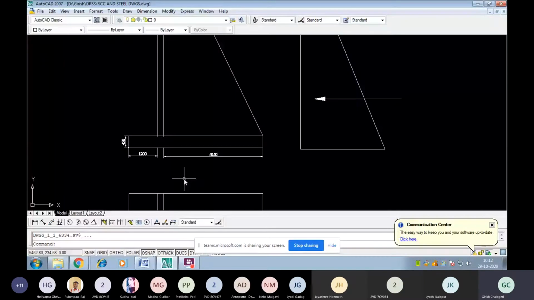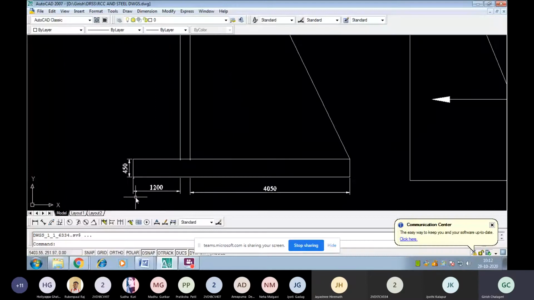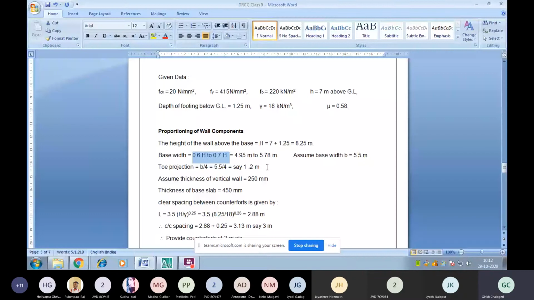Then let us find the toe projection. We can see the toe projection is again b by 3 to b by 4. So let us go for b by 4, which will be the minimum here. So b by 4 means 5.5 divided by 4, we get 1.2 meters. 5.5 is the width of the slab, and divided by 4 we get 1.2 meters toe projection on one side.